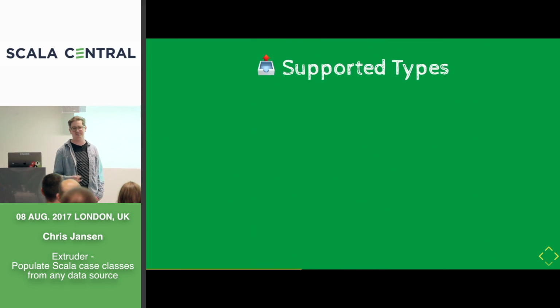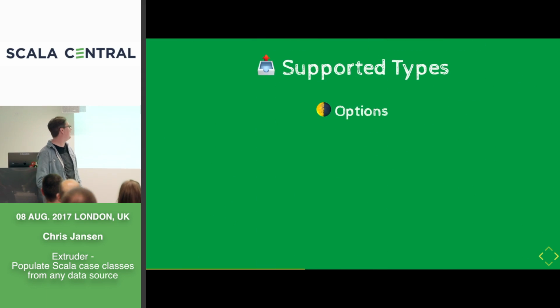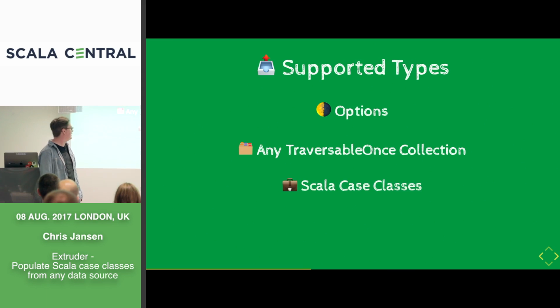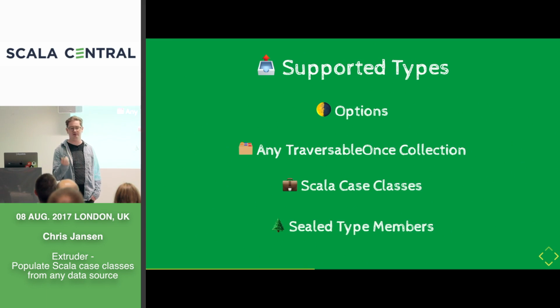But as well as these primitives, it supports other things like options. You can say that something's optional, and then you don't have to include it in your config. Any traversable once collections, so sequence, list, set, etc. Scala case classes, and sealed type members. So where you've got a sealed trait and you've extended it a number of times, you can specify a type discriminator in order to instantiate a certain type.